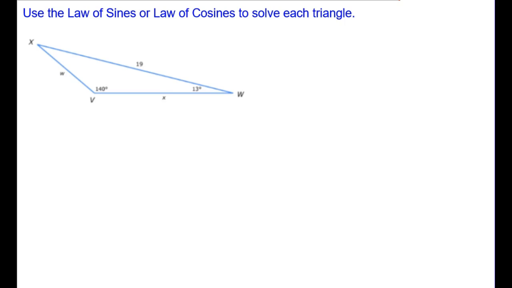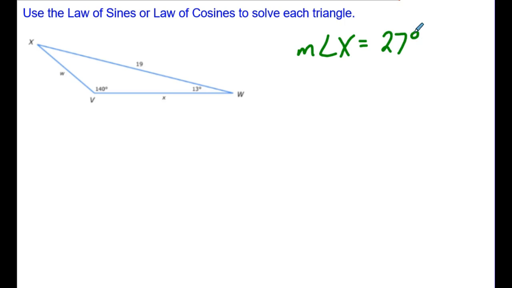In this first example, we have triangle XWV. In this triangle, we know two of the angles and one of the side lengths. So we have to find the missing angle and the missing side lengths. In this case, we know two of the angles. It's going to be easiest in that case to find that other angle right away because we know all three angles add up to 180 degrees. 180 minus 140 is 40 degrees. 40 degrees minus 13 degrees is 27 degrees. Right away we know the measure of angle X is going to be 27 degrees.